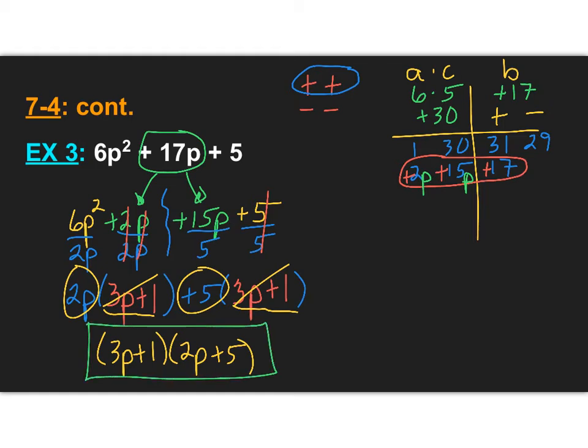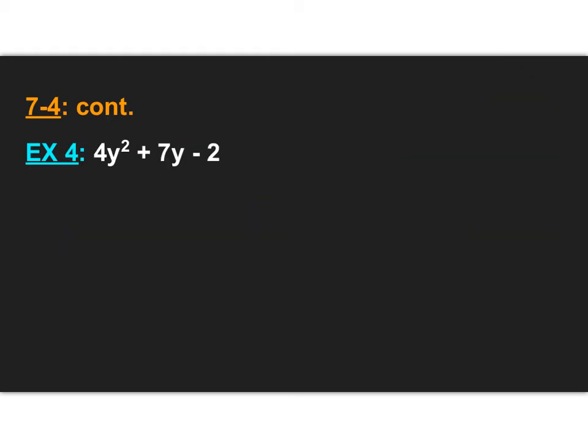So there we have our answer of 3p plus 1 times 2p plus 5. Next problem. So in example 4, we have a problem where we do have one negative, but this time the negative is at the constant c. So watch how this changes our signs.